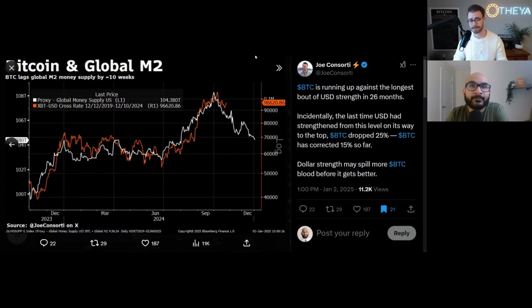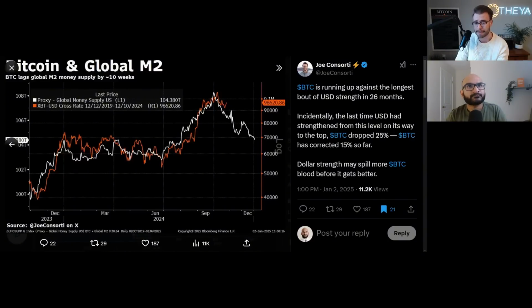So actually, this is the reason that the global M2 money supply has fallen. And I'll explain this here. Basically, this global M2 chart is denominated in US dollars. And of course, when you take the M2 of currencies that are underperforming the United States dollar and denominate it in USD, it's going to be shrinking.